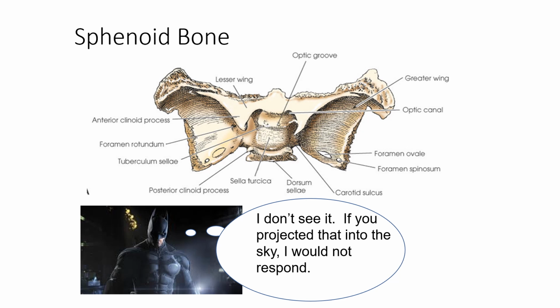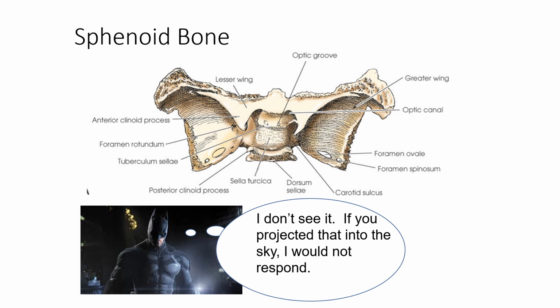That is the seat of the Turkish saddle. That's the sella turcica. And then the little prominence above that is the foramen rotundum. Underneath each anterior clinoid process, the tuberculum sellae is the bony prominence in front of the sella turcica, which forms the anterior part. It would be where the saddle horn would be on a conventional saddle.